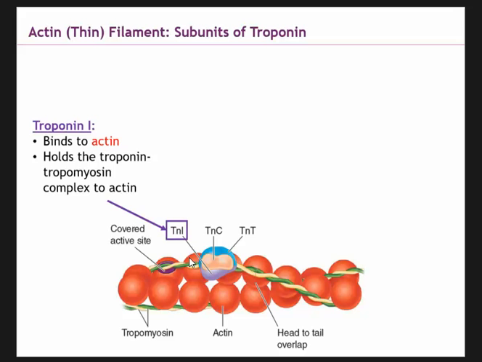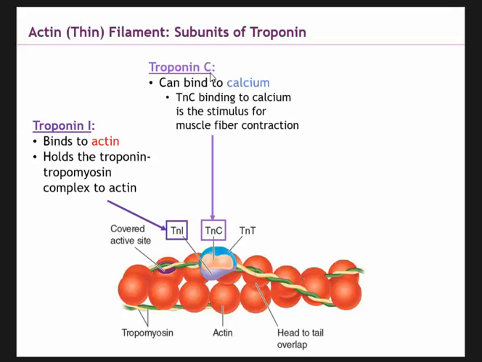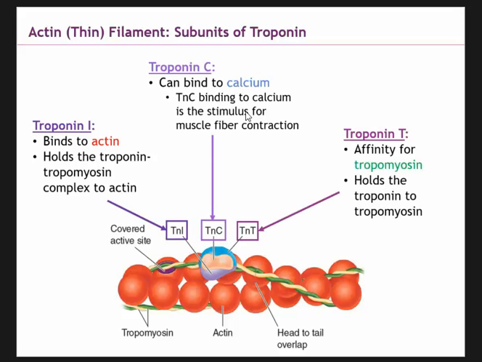So how do we memorize this? For I, you're just going to think of actin, the I right here in actin. That's how you remember troponin I binds to actin. Troponin C binds to calcium. So here's our troponin C. Calcium, we'll learn, is the stimulus for muscle fiber contraction. We'll learn about that later, but what you have to know here is troponin C binds calcium. So C for calcium.